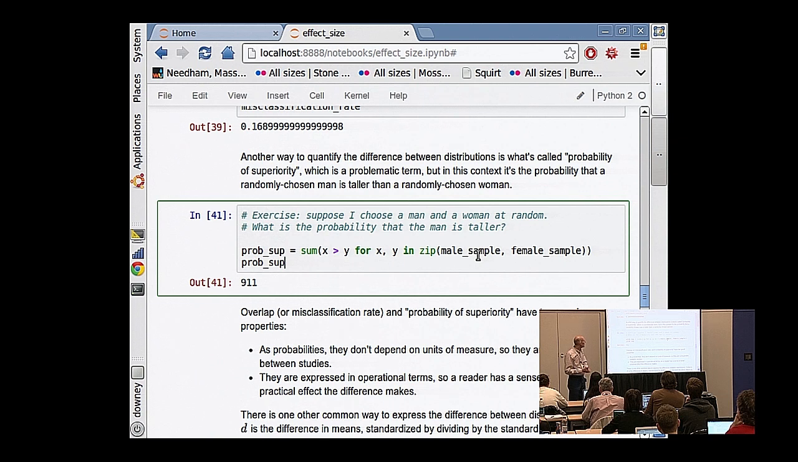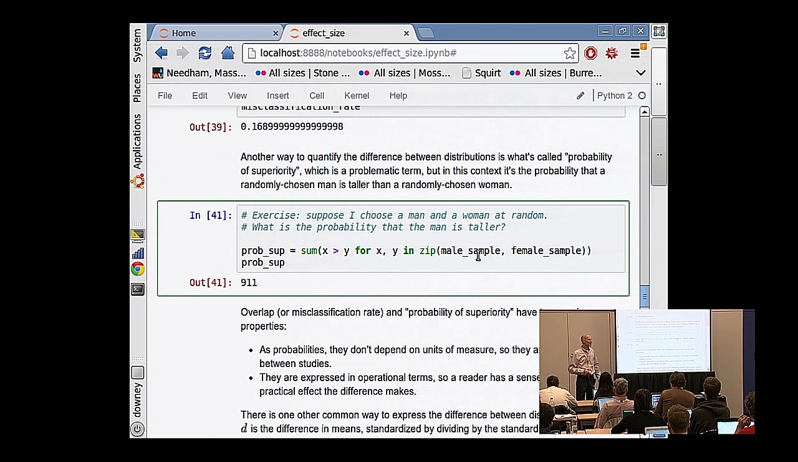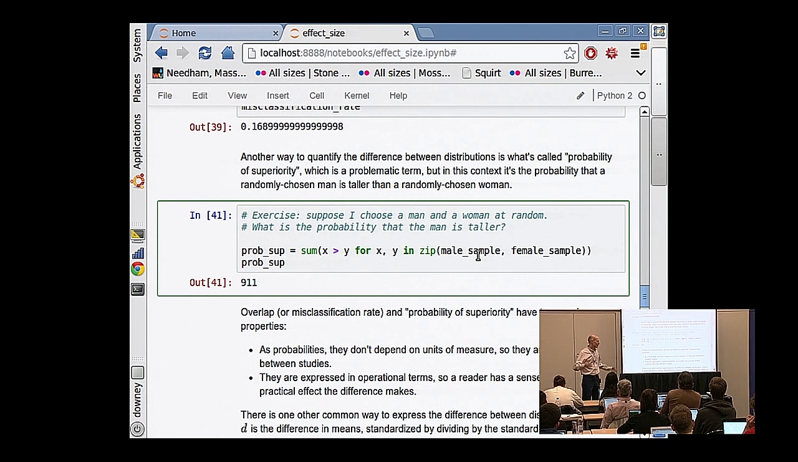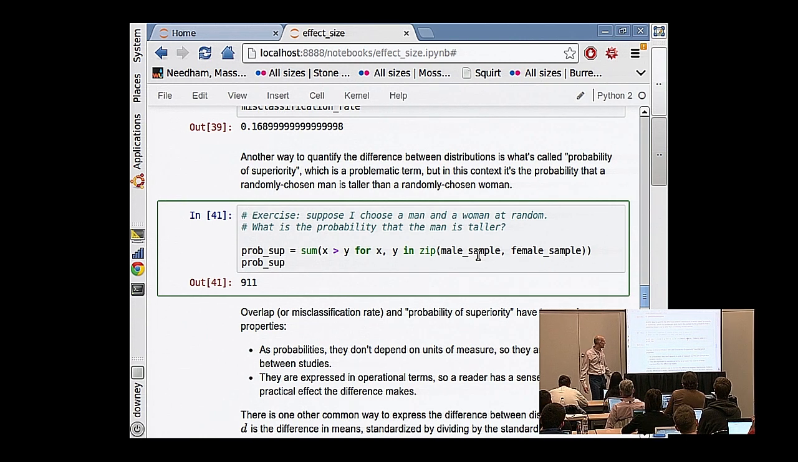I just pair them up. And then for each x, y, compute the probability that the male x is taller than the female y. And it's been pointed out to me that this is now a count of how many times out of 1,000 the male turns out to be taller, which is 911 out of 1,000. So about 91, 92% is what's unfortunately in this context called the probability of superiority. So that's just what the term is.